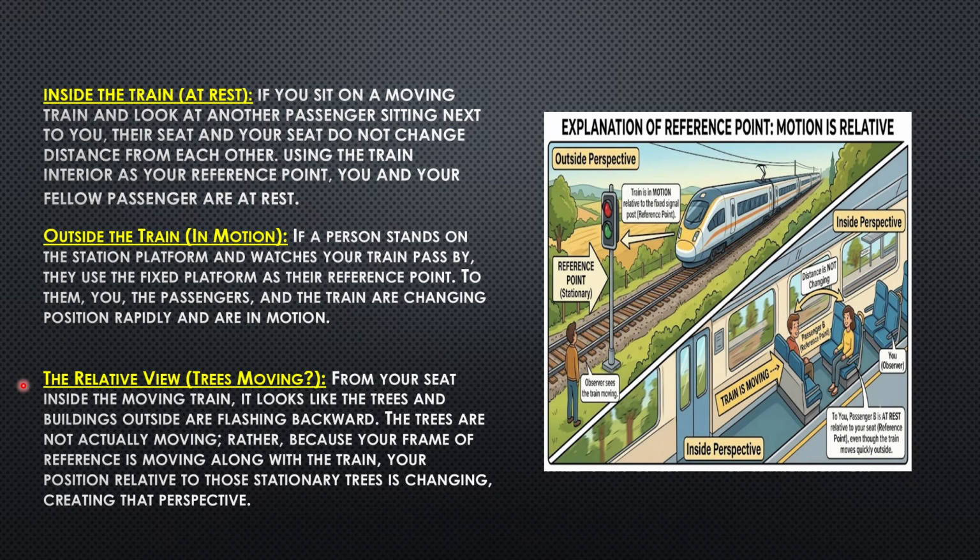Now the relative view: the trees are moving. If you are sitting inside a moving train, it looks like the trees and the buildings outside are moving also. This is because the trees are actually not moving, but you are changing your position with respect to time. It means that the person on the platform or the things outside the train are at rest relative to the ground, but they are in motion relative to you. From your point of view, they are in motion because they appear to be rushing past the window, right.